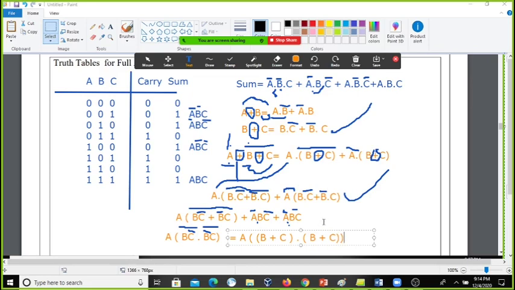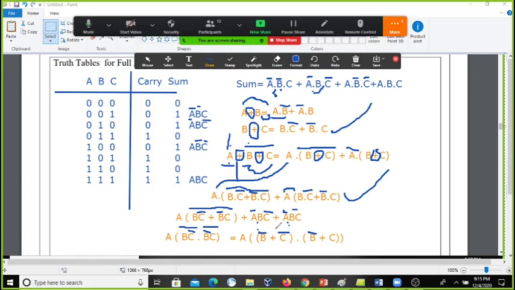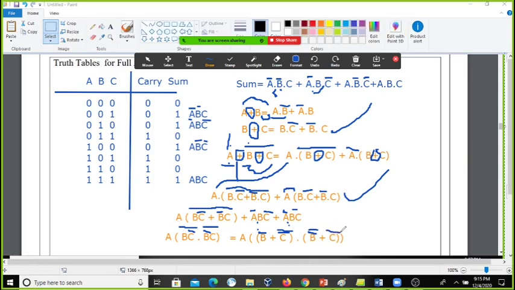So what happened when you apply De Morgan's law again? Here B plus C bar, here C bar, and here B bar plus C. And this bar applied again twice, then you get a bar here and another bar here, and a bar here, another bar here.